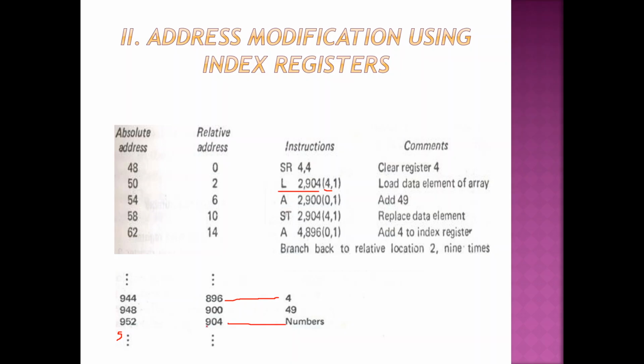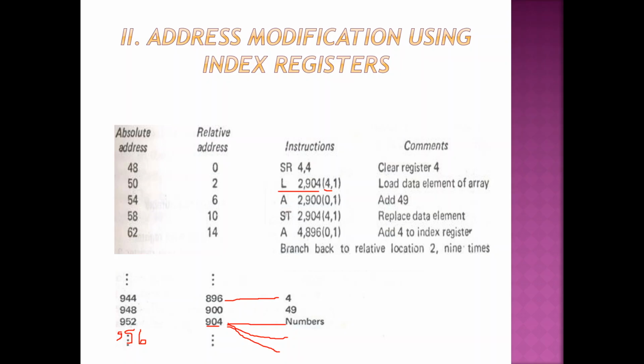Every time I will say 904 only, but first time I will be accessing the first number, second time the second number, third time the third number, and so on. How? Because I'm directly trying to change the absolute address itself. So though I say 904 only every time, when I see the absolute address calculation, I will actually be fetching data from different absolute locations. That is exactly what I wanted.